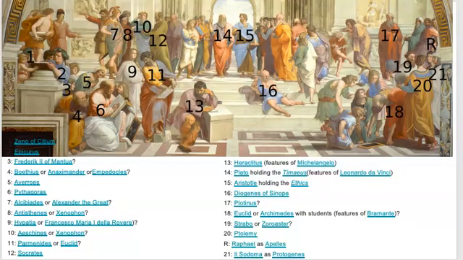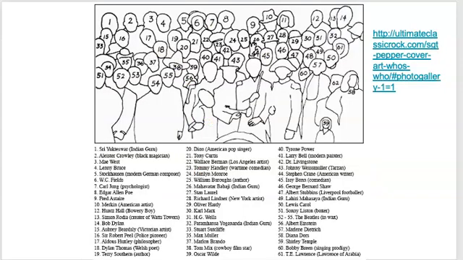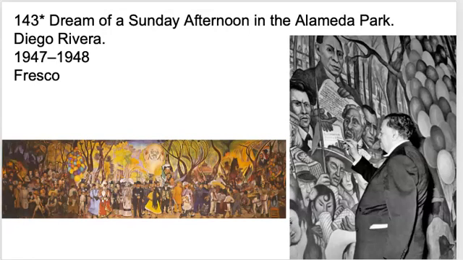So in this painting, we have all kinds of artists and philosophers and mathematicians, and this is just a few that they've labeled here. Almost all of these people represent individual people. Just on a fun note, we also have the Beatles album cover, Sgt. Pepper's Lonely Hearts Club Band. And here too, we have a whole collage of really famous, important people. We're not going to get into that. Here I put this image of Diego Rivera working on this painting.